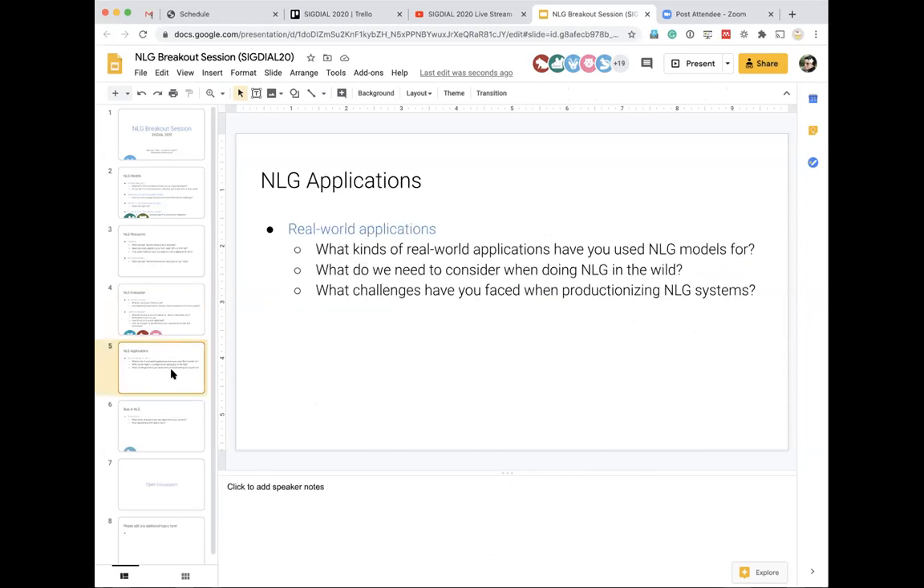With that, I'll move into NLG applications as our next topic. What kinds of real world applications have people used NLG models for, or how do you contextualize your response generation or your data to text generation? And what kind of considerations do we need to make when doing NLG in the wild? Does anybody have any comment on that?